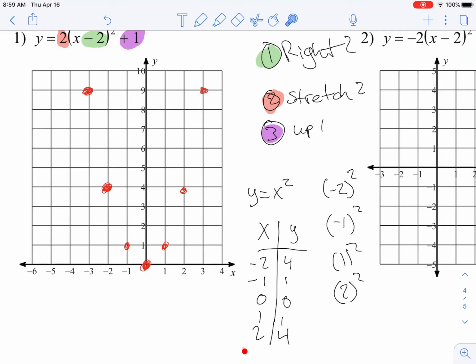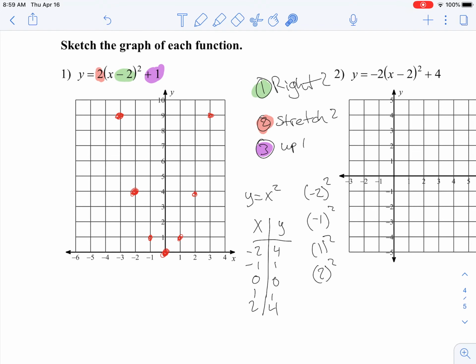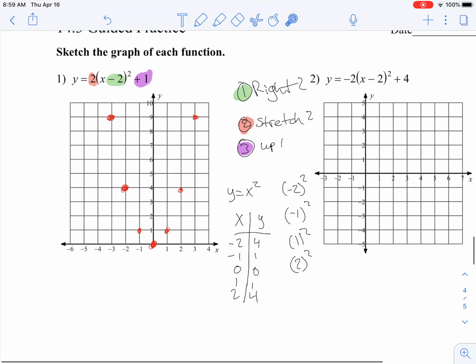Not shown on my table is what would happen if we did 3. 3 to the second power is 9. -3 to the second power is also 9. So that's our transformation, or our parent graph. So let's talk about the transformation.